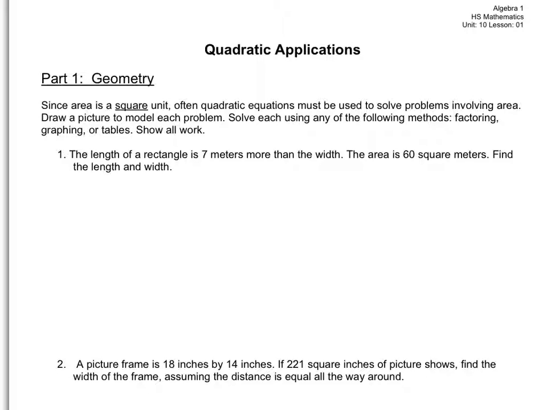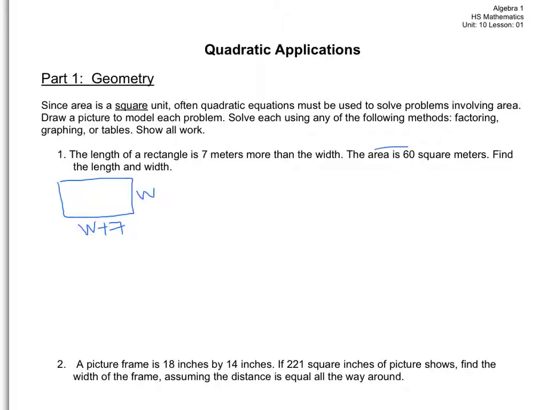Number one, the length of a rectangle is 7 meters more than the width. So first thing we're going to do is draw a rectangle. So we'll say the length is 7 more than the width, so we'll say this is the width. The length is the width plus 7, because it's 7 more than the width.